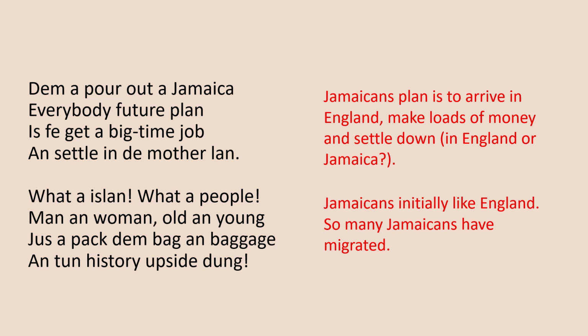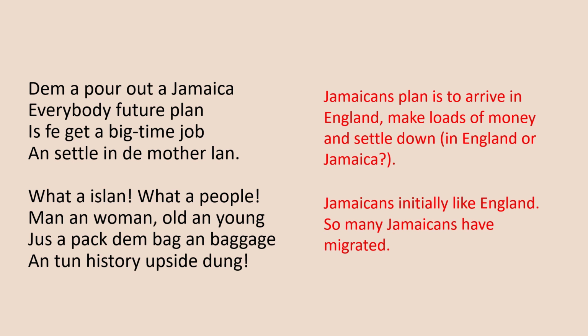There's a bit of confusion here for me. So motherland and fatherland usually is your country of origin, your country of birth. So this may suggest that Jamaicans will go to England, make loads of English money, so British pound sterling, and then return to Jamaica rich and settle down in Jamaica. Or it may mean they will move to England, make loads of money, and settle down in England.